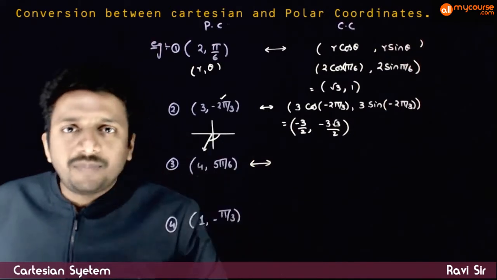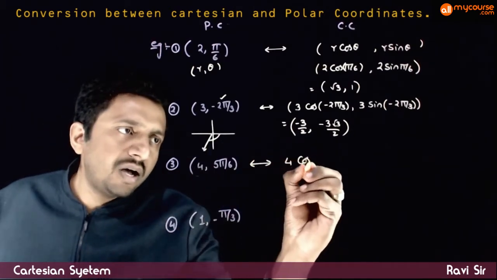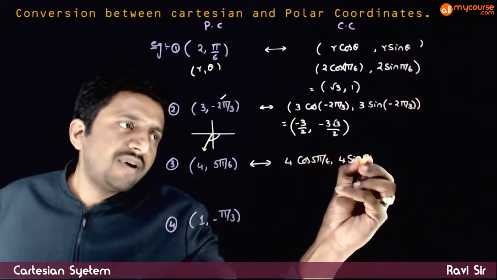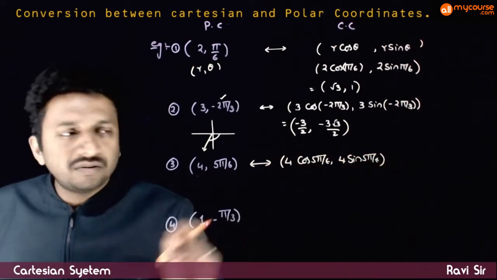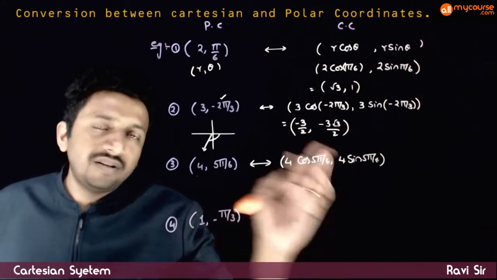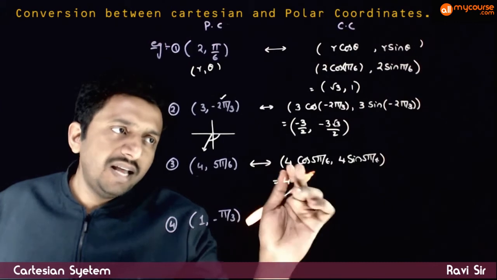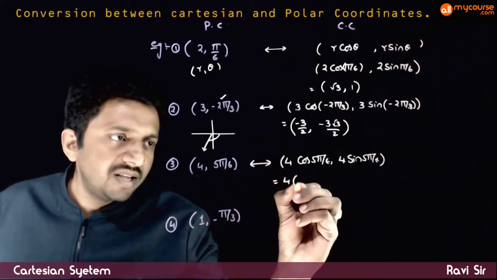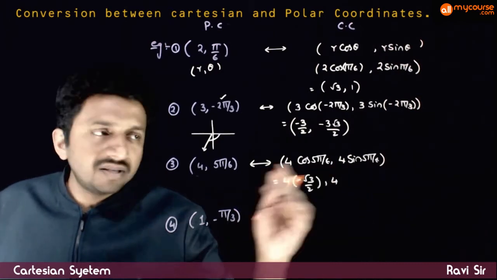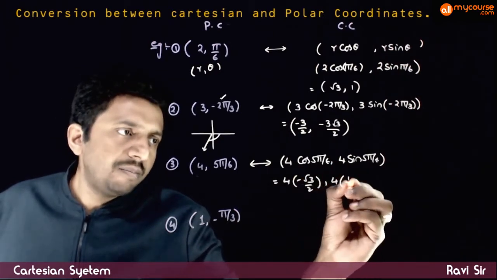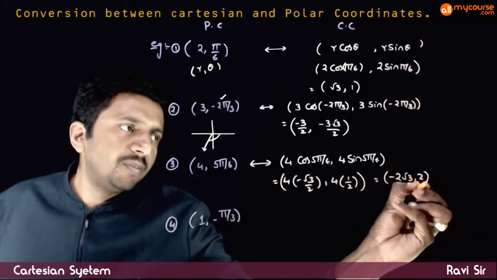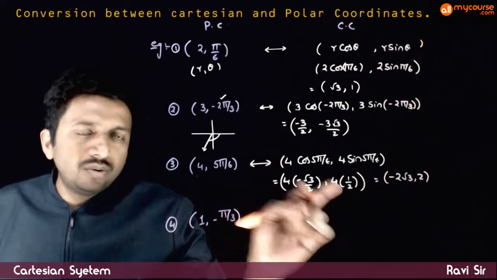So 4 comma 5 pi by 6. So 4 cos 5 pi by 6 and 4 sine 5 pi by 6. So 5 pi by 6 is 150 degrees. Second quadrant, cos is negative, sine is positive. So 4 times cos 5 pi by 6 is minus root 3 by 2. And 4 times sine 5 pi by 6 is plus 1 by 2. That is equal to minus 2 root 3 comma 2.